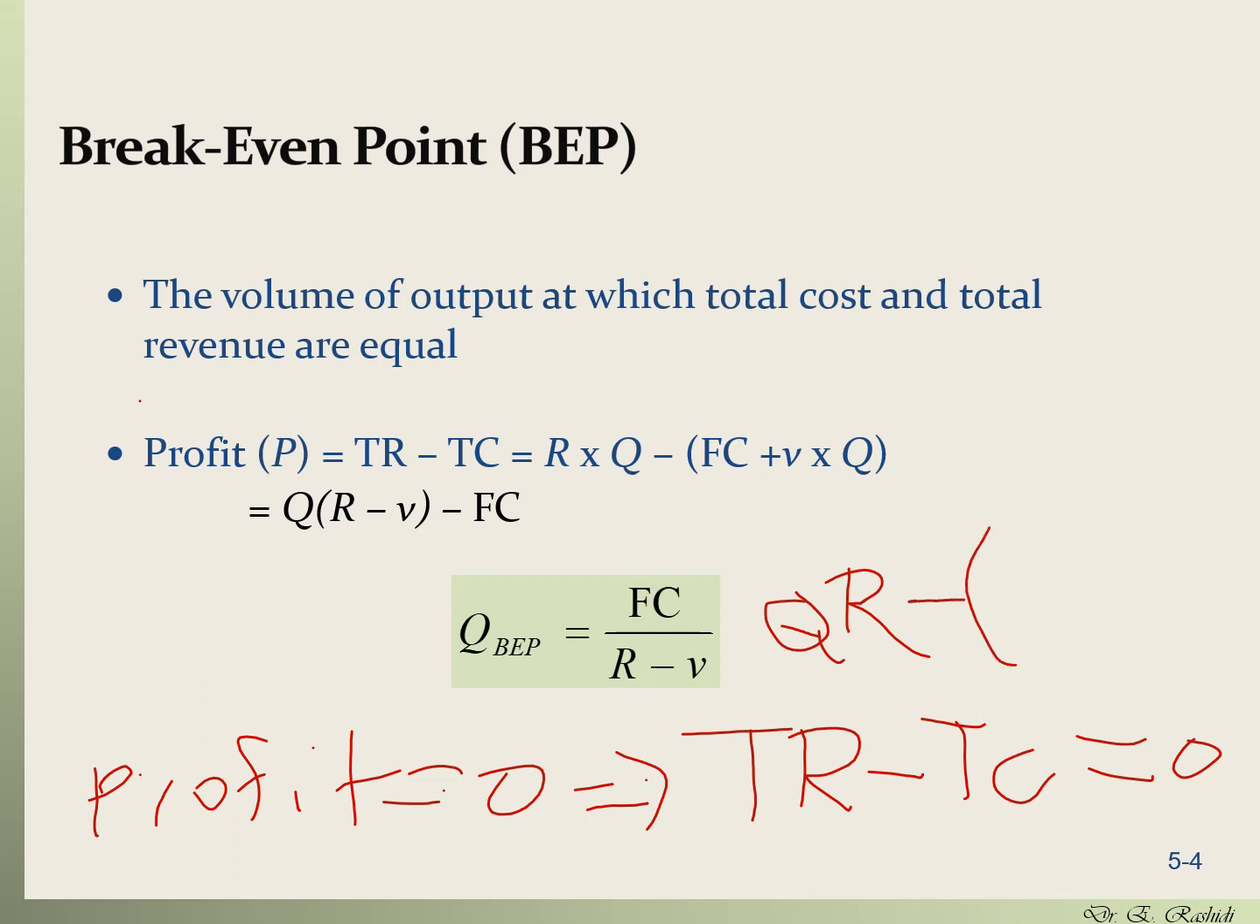So total cost is fixed cost plus variable cost. Variable cost is a function of Q as well, V multiplied by Q. So we make this equal to 0. And from this, you can actually find the Q. And Q would be equal to this.